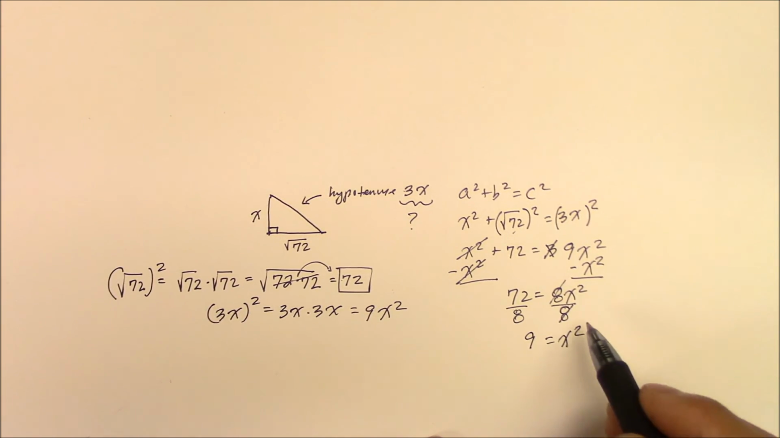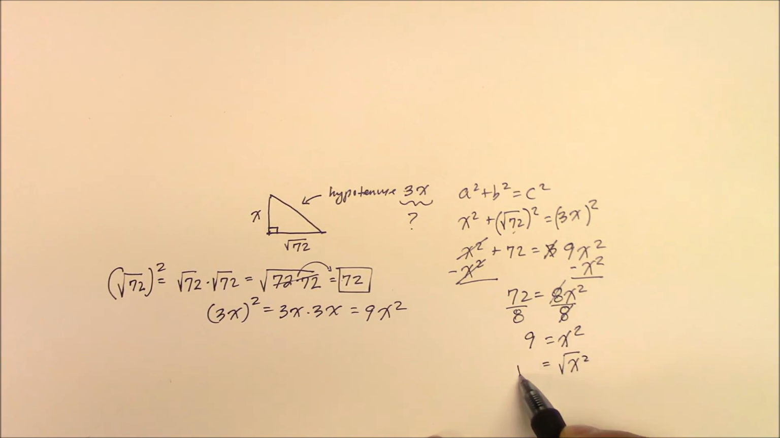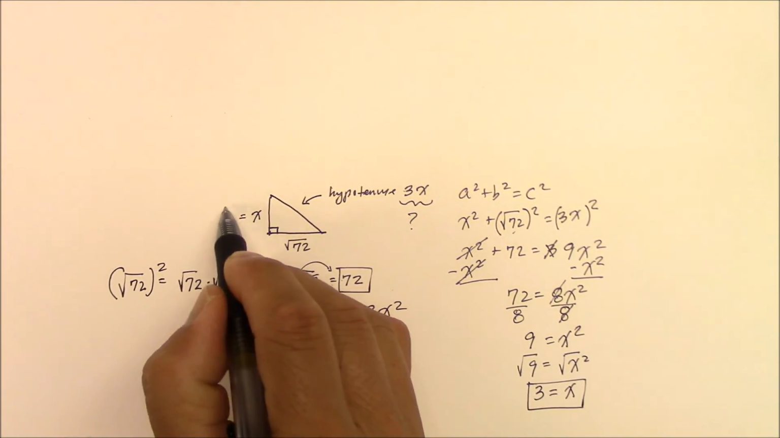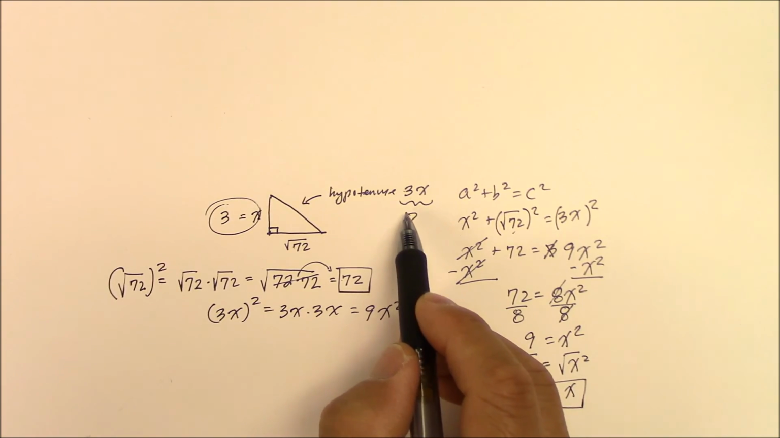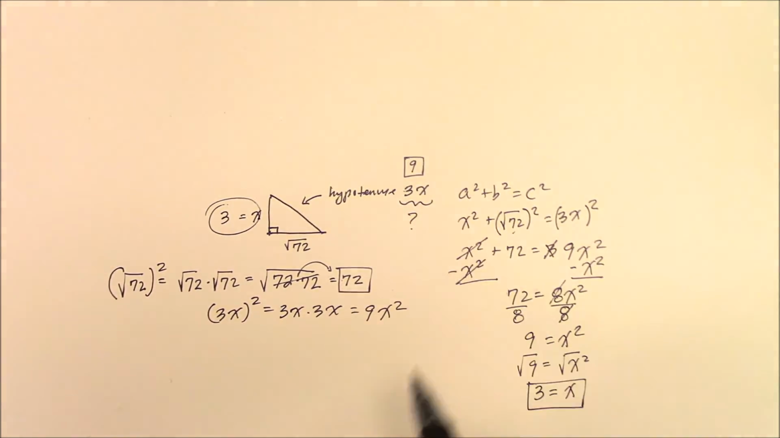Now, finally, how do you get rid of the square? You square... Oh, darn, I just gave it away. How do you get rid of that x squared? By taking the square root of both sides. So x is equal to 3. So therefore, if x is 3, this is 3. And the hypotenuse must be 3 times 3, which is 9. Ta-da! Did you get all that?